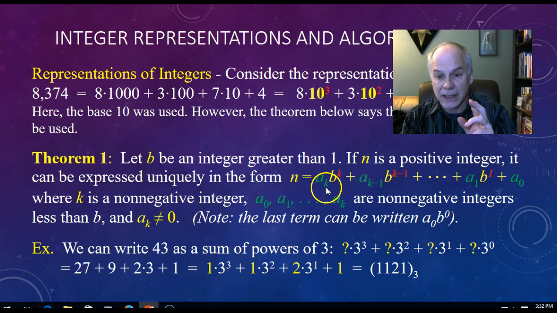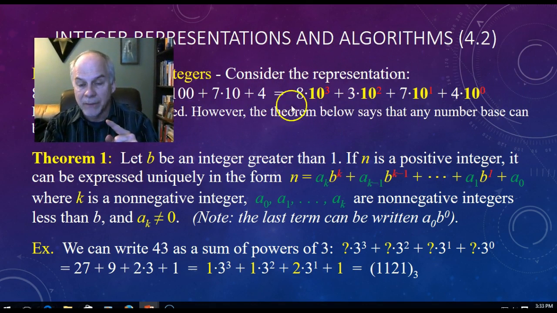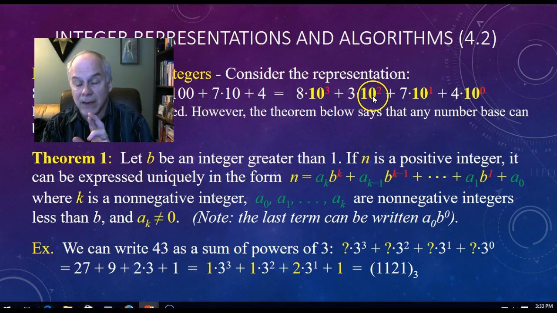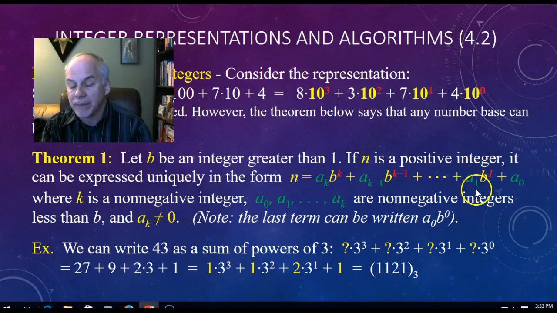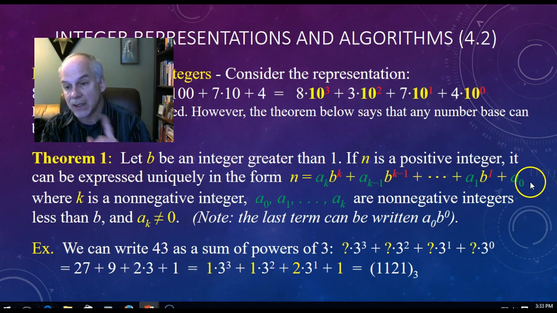So 8 is like the a sub k in the example if we're comparing these two notations. Now a sub k minus 1 is the next coefficient, and the base is 10 again in the case of this example up here. And then you have k minus 1 because the exponent's going down by 1, 3, 2, 1, 0, as in the example. And then it goes all the way down until you hit a1 b to the first, which is like 7 times 10 to the first, and then plus a0. Now it's optional whether you want to put 10 to the 0 or base to the zero power at the end, or you just want to have a zero.